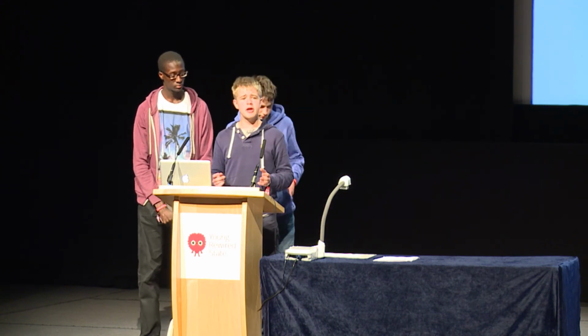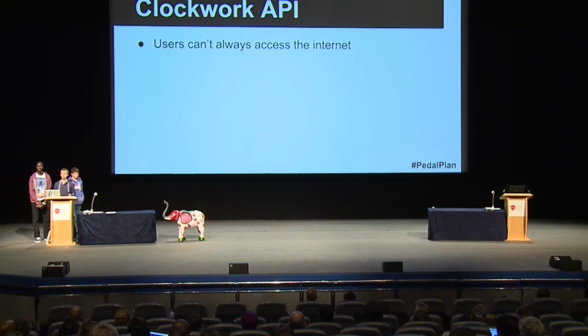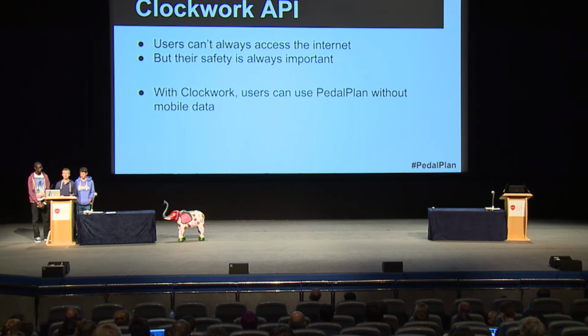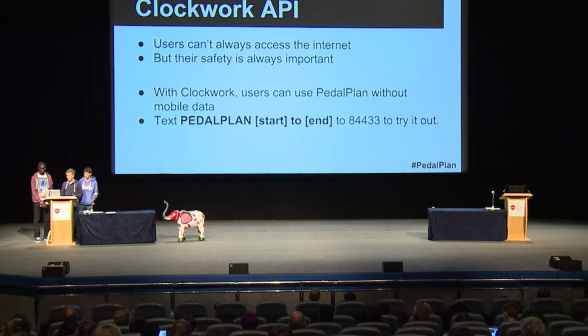We understand that cyclists cannot always access the internet because they are always on the move. But their safety is always important, which means that we have integrated our app with the Clockwork API. This means that users can text us at a certain number, and they will get a reply with the safest route and a link to a map and further directions.